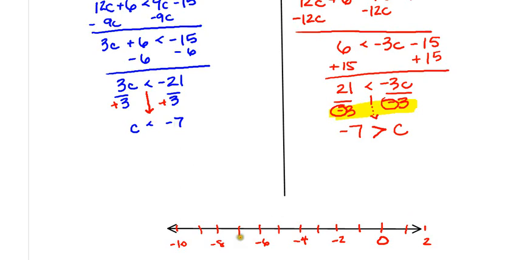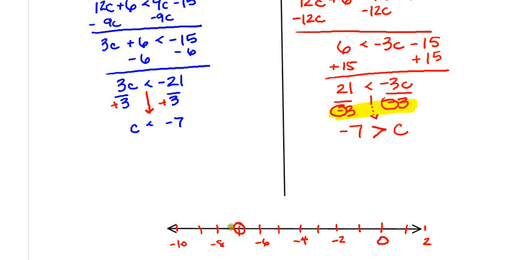So at negative 7, I know I'm looking right here, here's negative 7. I'm going to put either an open or a closed dot. And because of the inequality, where negative 7 is not included in the inequality, I'm going to put an open dot. I know this is not included in the inequality because here the number cannot be equal to negative 7. It has to be less than negative 7.